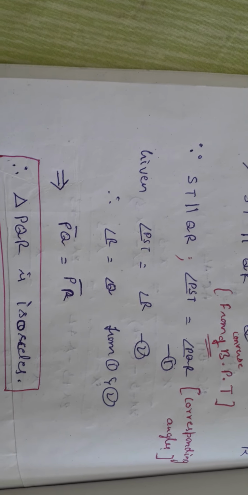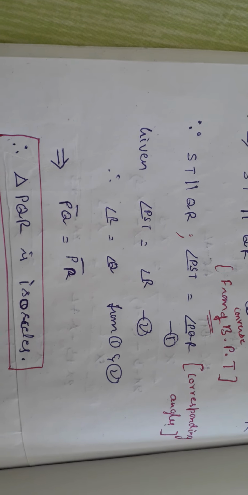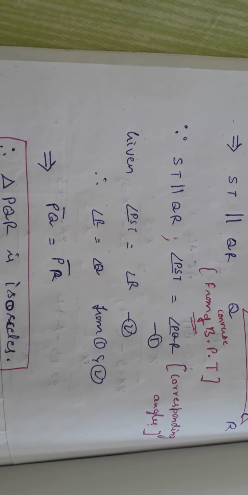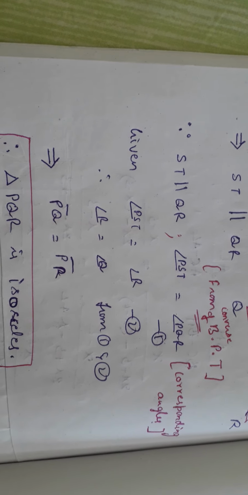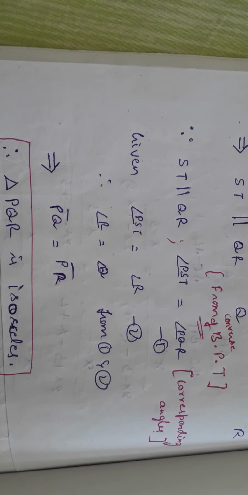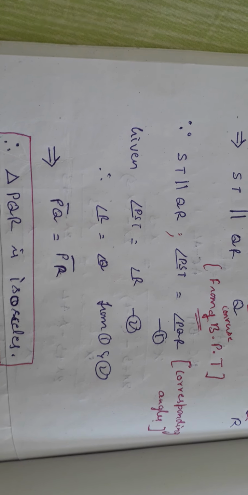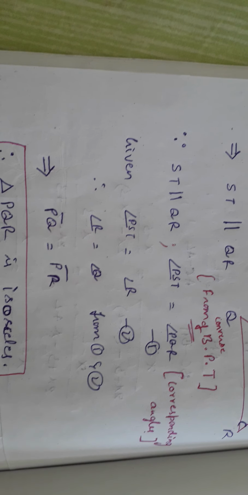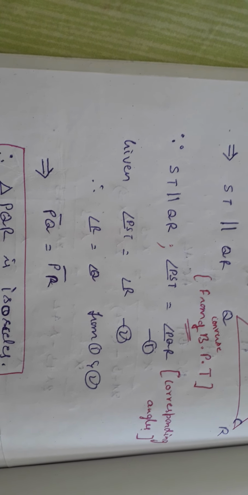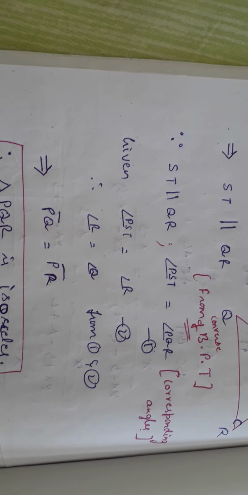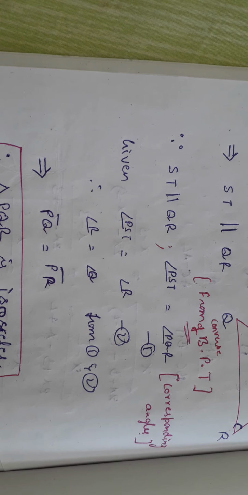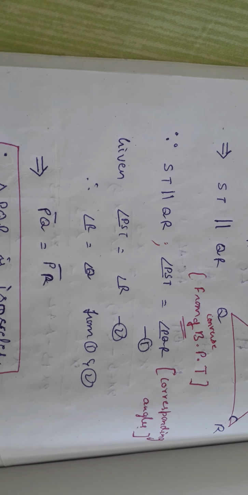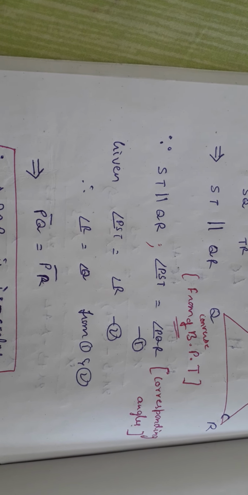Clear, children? So in this, first thing is, before starting the problem itself, you should see and analyze what steps will lead you to the answer. That's the first one. The second one, as you are writing the steps, you should give the reason based on which you are equating one to the other. These two are very, very important in similar triangles. Without giving reasons, you are not going to score the marks.